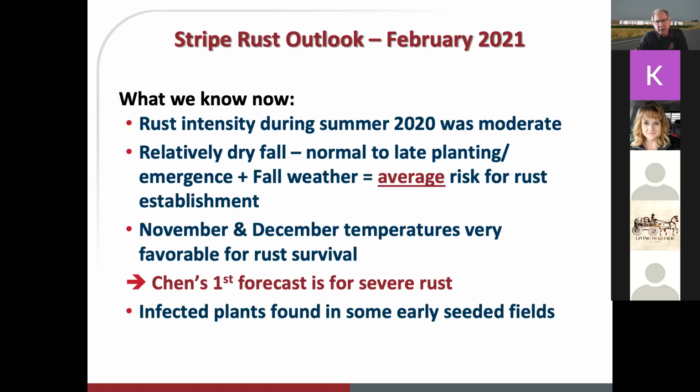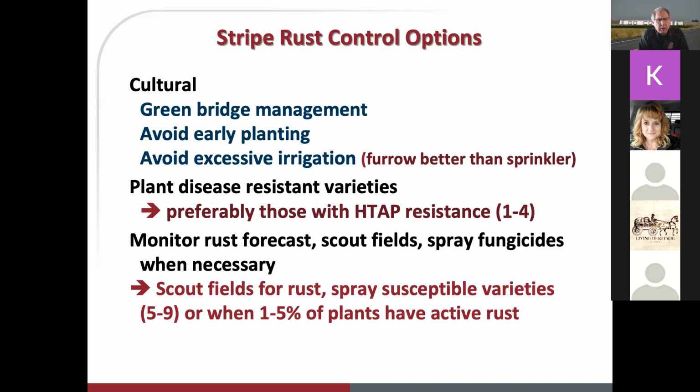So when we think about control options for striped rust, we think about green bridge management. Volunteer wheat allows the striped rust fungus to get established early in the fall. So we want to try to avoid very early planting of commercial fields. We want to try to avoid excessive irrigation. Furrow irrigation is better than sprinkler if that's an option. The most important factor for striped rust control is plant a disease-resistant variety.